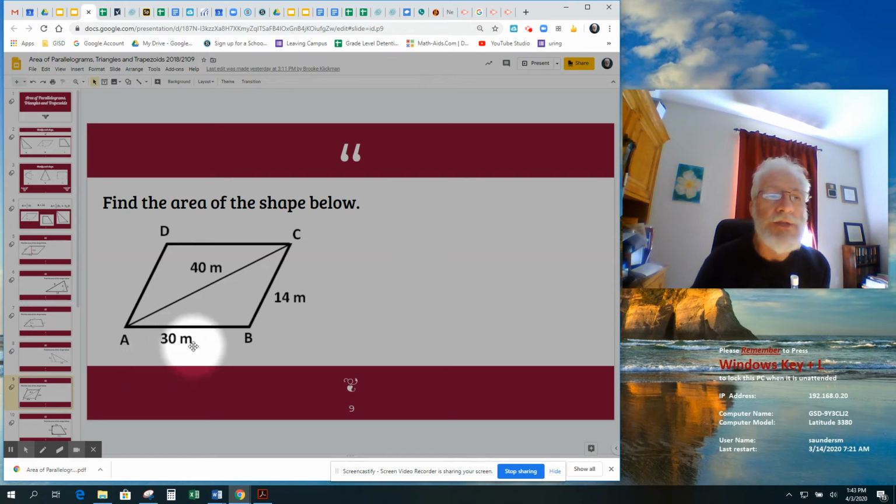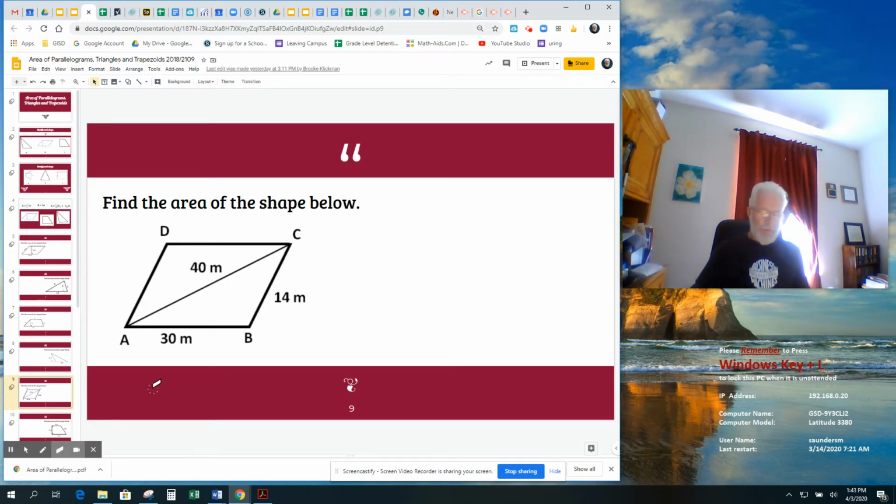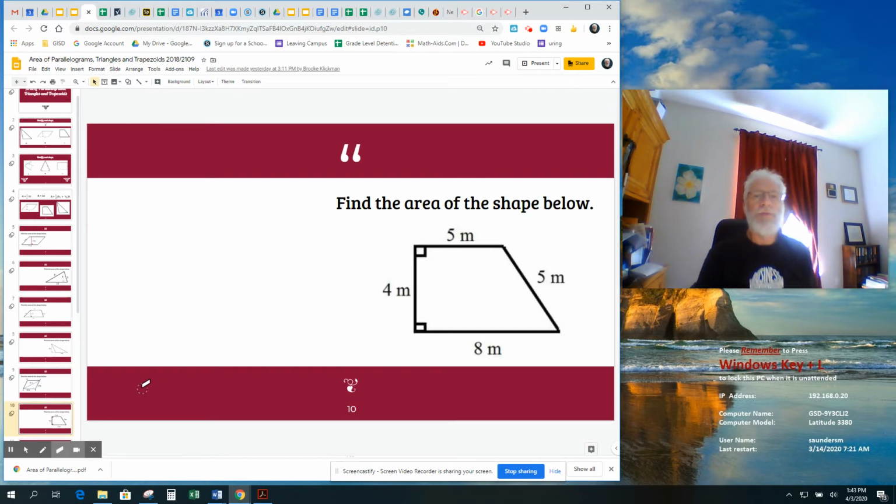We know the base is 30, but we don't have any idea what the height is perpendicular from the base to the top of the figure. So we're just going to say on this one, we can't do this one. This is not possible. We don't have enough information. All right, well, let's erase. Let's keep going. How about this one?